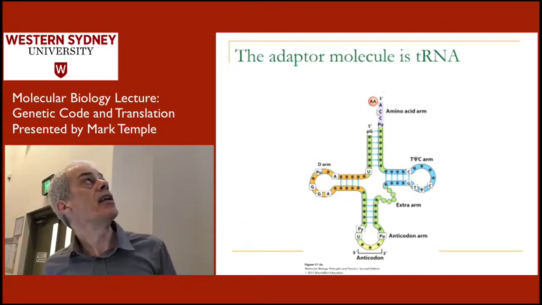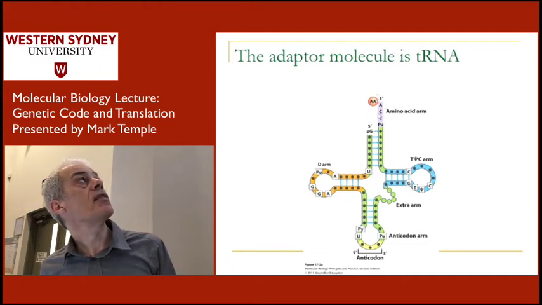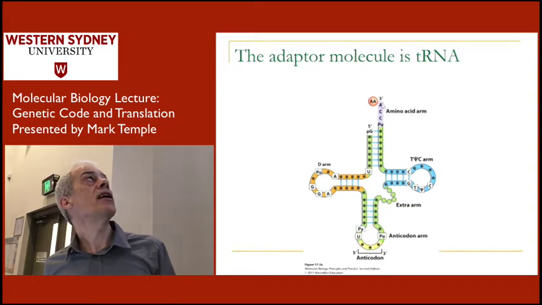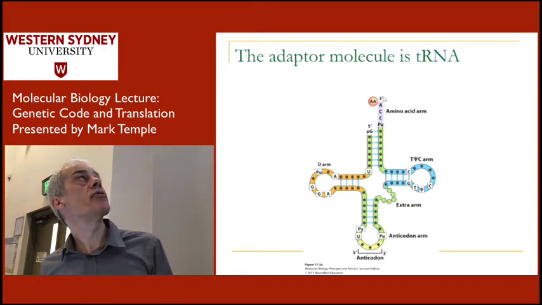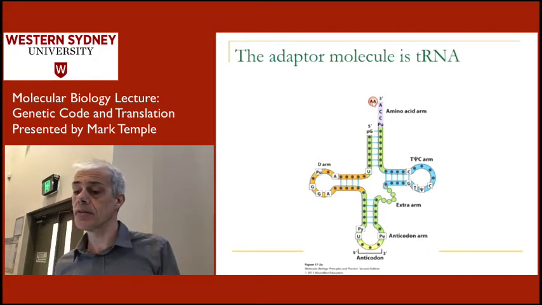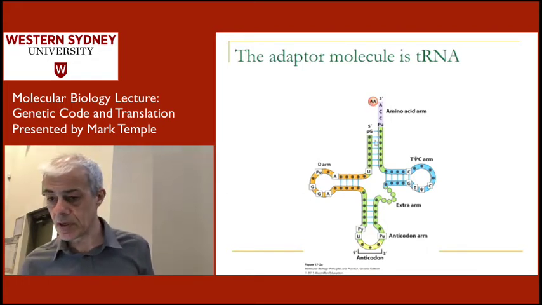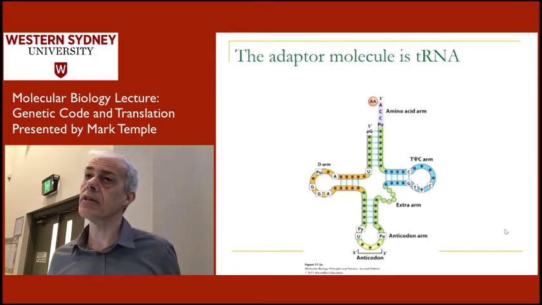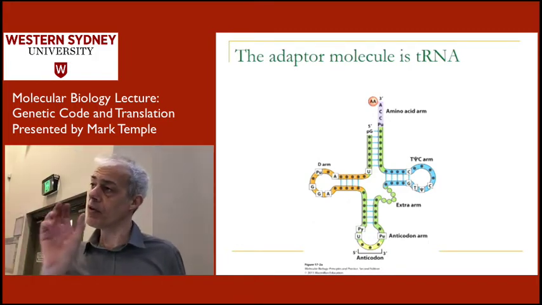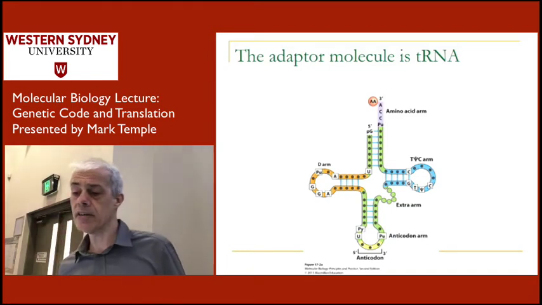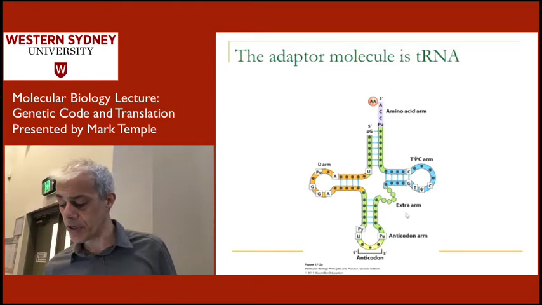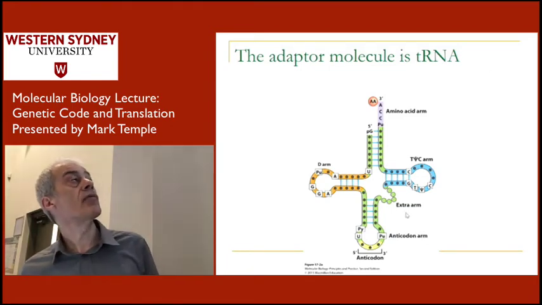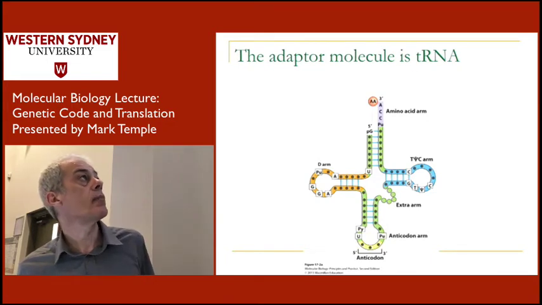It's on the 3' end that there's a conserved CCA run, and it's at this A residue at the 3' end that the amino acid is attached. Okay, and that's what we're going to be looking at. So there has to be an adaptor molecule that can recognize one of these 64 combinations of this trinucleotide, and this is an example of one of these molecules here. It's made up of RNA, and it's called a transfer RNA.